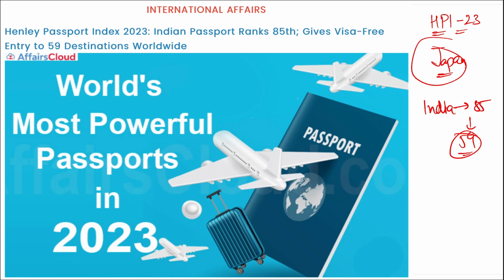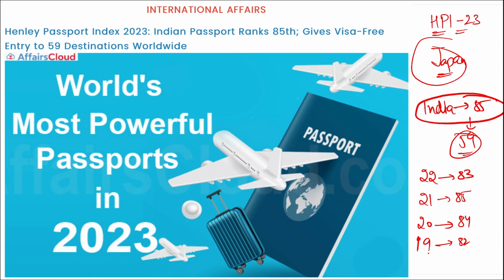Previously, if we talk about the data for 2019, 2020, 2021, 2022, India was ranked at 82nd position in 2019, then 84th position in 2020, 85th position in 2021, 83rd position in 2022, and now in 2023, India is at the 85th position. All right.